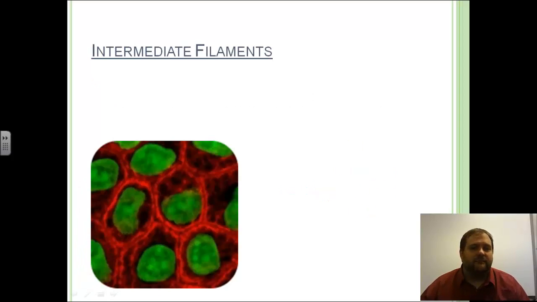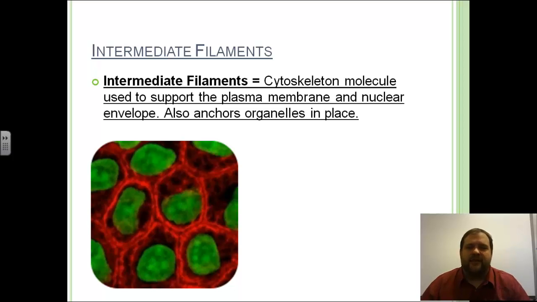The next one are the intermediate filaments. What they do is support the plasma membrane, so they help keep the plasma membrane shape. The actin filaments change it, the intermediate filaments help keep the plasma membrane shape, and they also help anchor organelles in place. They're going to keep the mitochondria where they need to be. They're also going to keep the nucleus in its spot and in the correct shape. So intermediate filaments have a huge role in supporting the structure of the cell.